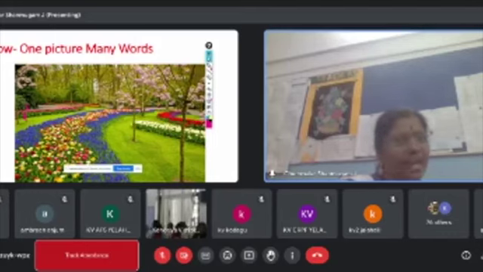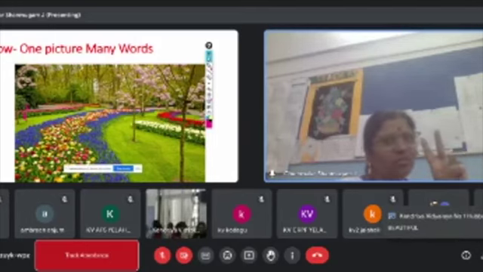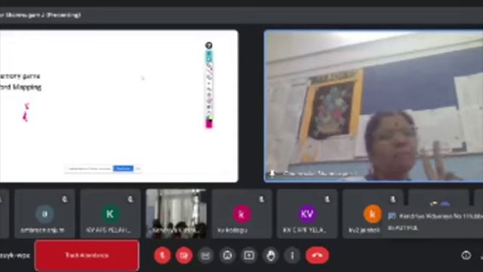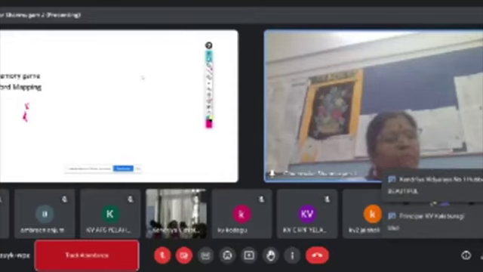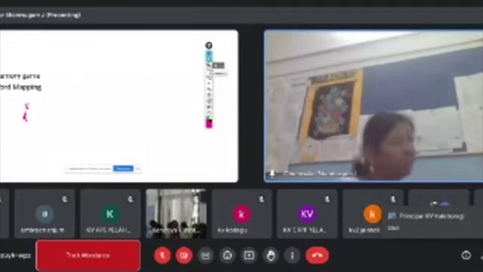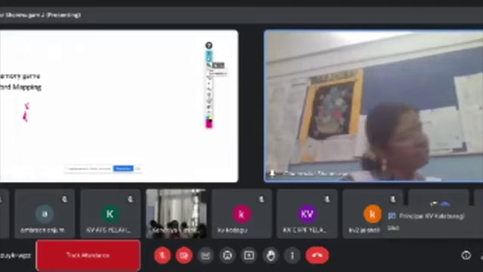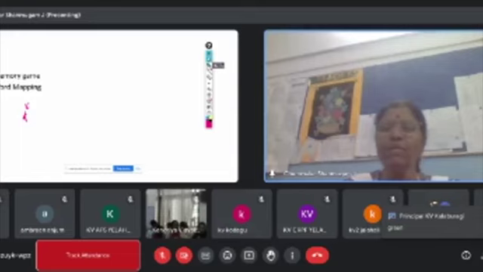Okay, this is one activity. So two activities over. Next, one more activity can be a memory game. How does the memory game work? You start from the first row and ask the first child to tell us a word. Now that they have learned so many adjectives, you tell me one adjective.